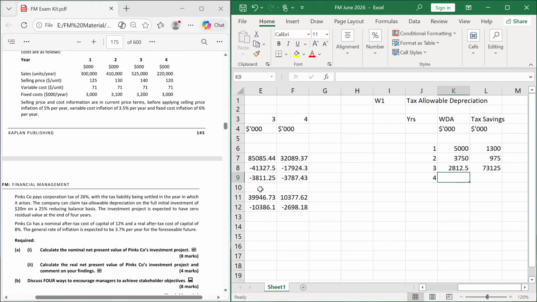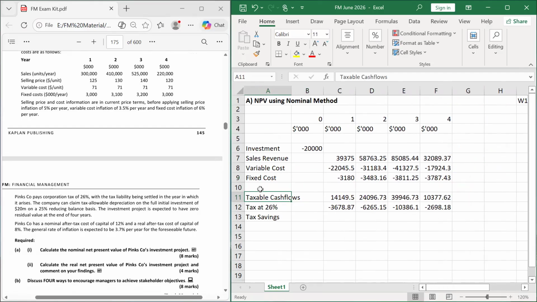Now, for the last year, you have to calculate the balancing allowance or balancing charge. How do you calculate that? Investment net of already claimed WDA. Your investment was 20,000 and the already claimed WDA is from this to this. These three are what you have already claimed. You deduct that, less any scrap value, but here there is no scrap value, so just deduct the already claimed WDA. That is going to be 8437.5, and because it's positive, it means there's a balancing allowance, and on the balancing allowance you get the tax relief, so multiply that with 26 and it will give you the answer. You just need to put the relevant figures here.